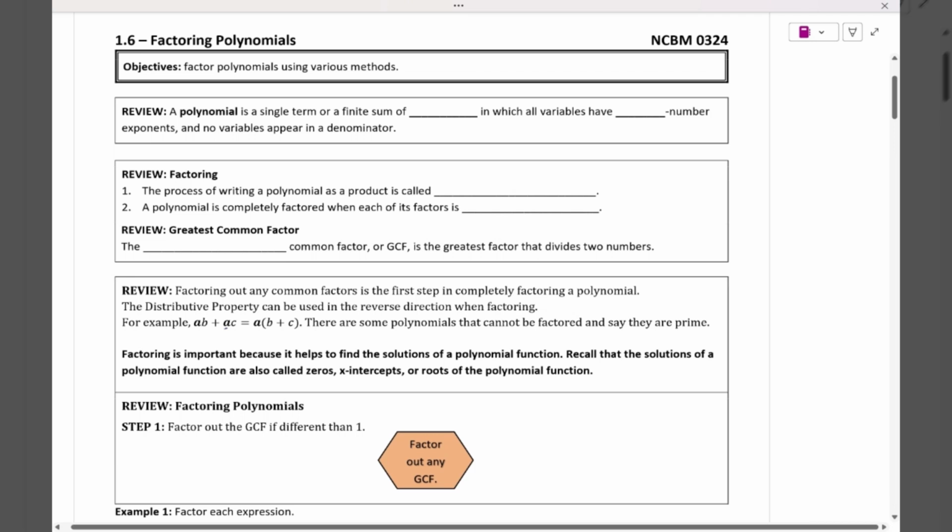Okay, so continuing on with factoring polynomials, we're going to go over various methods for factoring. Some of this may be review. So we're going to start with a review of what is a polynomial.